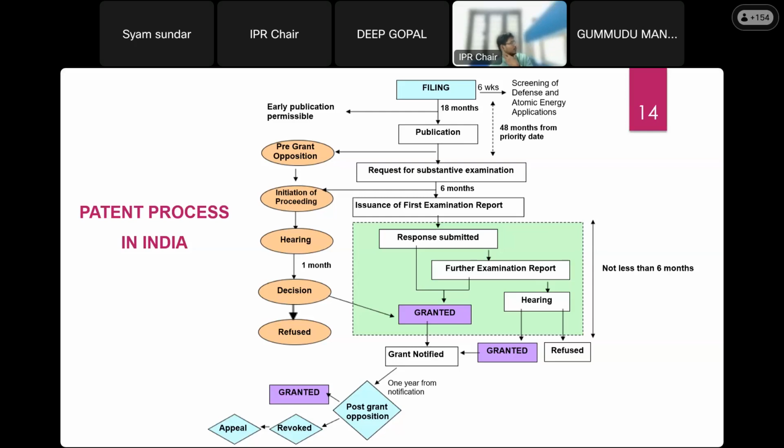So far we have discussed the process of obtaining a patent in India, provisional and complete specification, and convention application. I also discussed PCT, the Patent Cooperation Treaty. I wanted to discuss PCT as well.